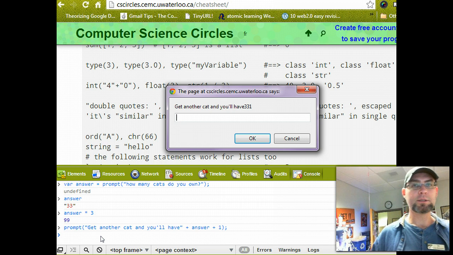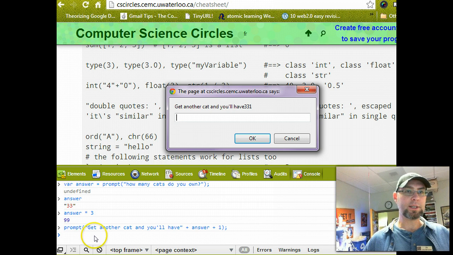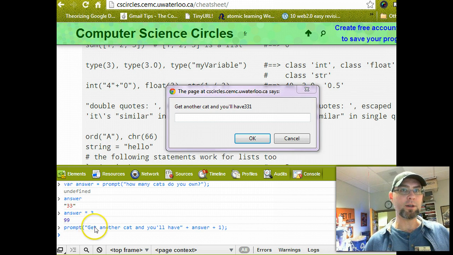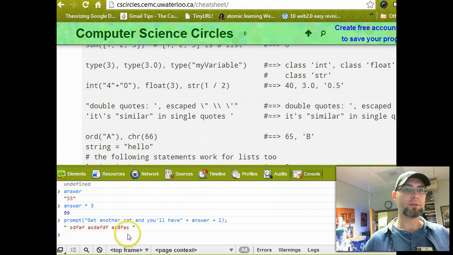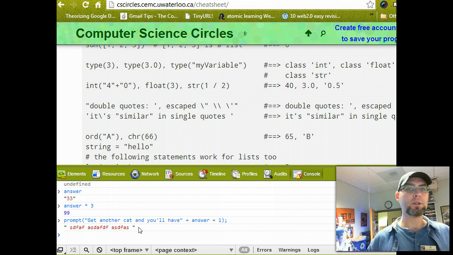Well, in this case, and by the way, since I didn't set prompt equal to anything here, it's not putting the value anywhere. So no matter what I type here, it's just going to disappear. In this case, it shows it on the screen, but we didn't save it into a variable. So somehow it gave me 331 instead of 34. Well, why is that? So let's do a prompt again. And instead of prompt, I meant to do alert. So alert is one way. Prompt wants it to get a response.